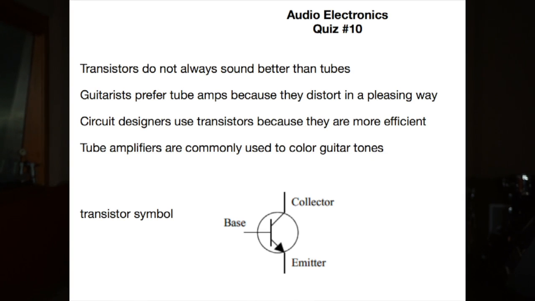I guess I've already gotten into this, right? That tube amplifiers are often used to color guitar tones, right? So aside from trying to make the sound louder, it's not just trying to make the sound louder, it's trying to create the sound that you actually want out of the guitar.